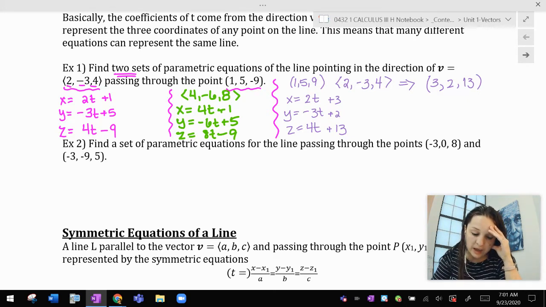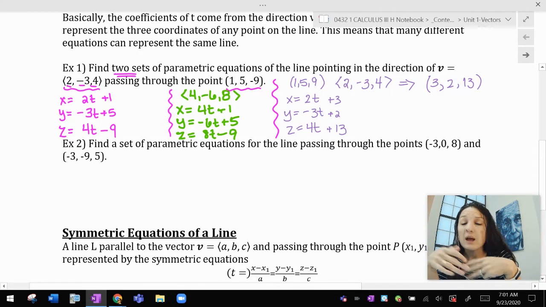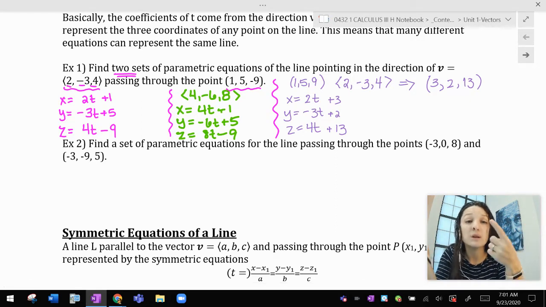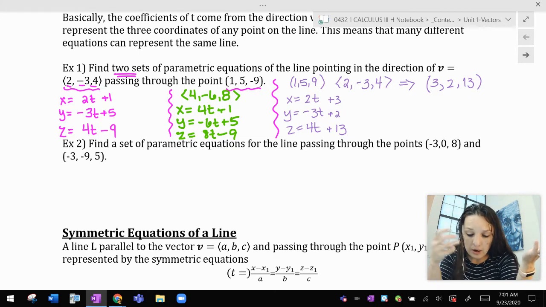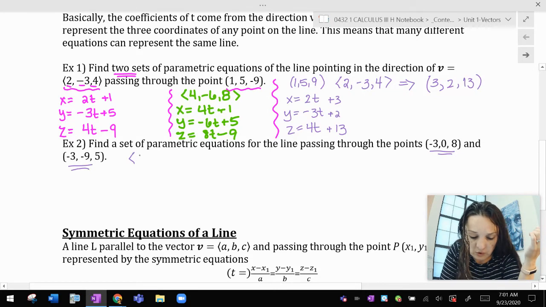Now find a set of parametric equations for the line passing through the points negative 3, 0, 8 and negative 3, negative 9, 5. When we're in 2D, I always used to tell you, you really need 3 things to make a line: a slope, an x, and a y. Now that we're in 3 dimensions and we need a parametric set of equations for a line, I still need a slope, but in this case it's a vector, an x, a y, and now a z. So a point and a slope is really what I need. I don't have a slope, but if I have 2 points, I can sure make a direction vector. This direction vector would be 0, negative 9, negative 3.